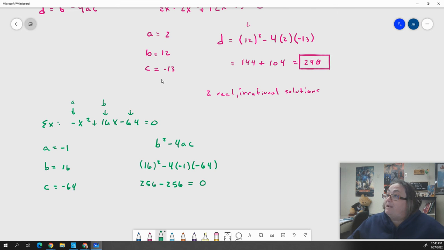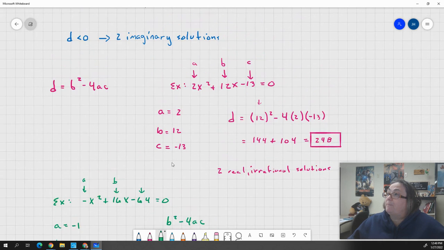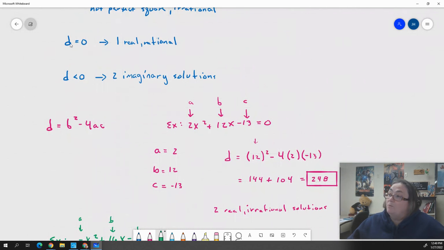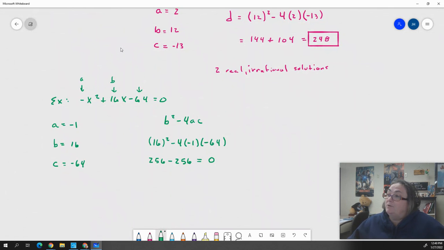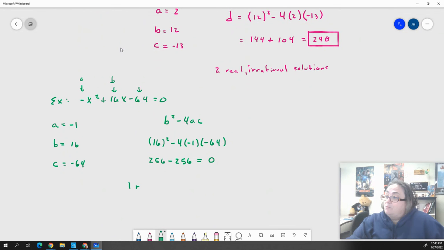And so if you go back up to our little chart, when our discriminant D equals 0, we have one real rational solution. And so what the discriminant tells me is that this quadratic equation will have one real rational solution.